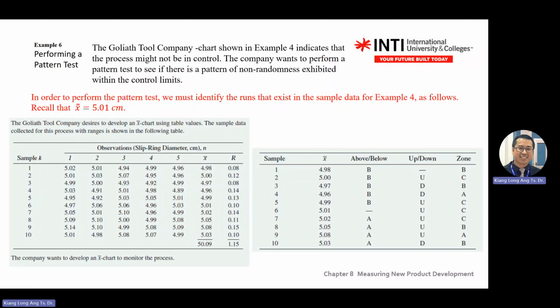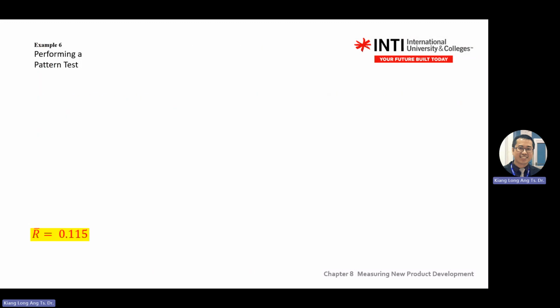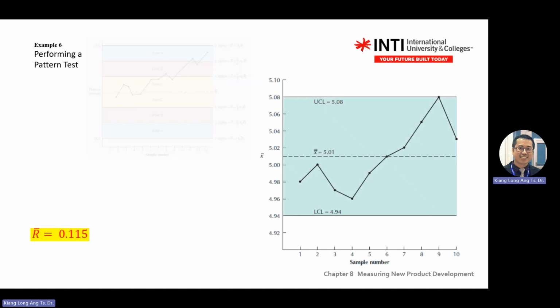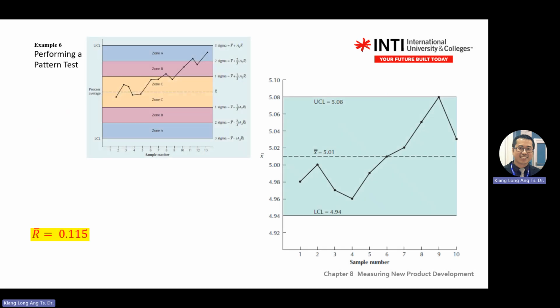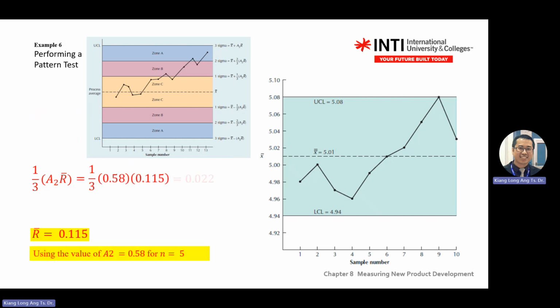This is just side work. So if you plot the graph, you split this one into 3 sigma. You draw the 3 lines. First sigma 5.03, 2 sigma 5.05, third sigma is this one.